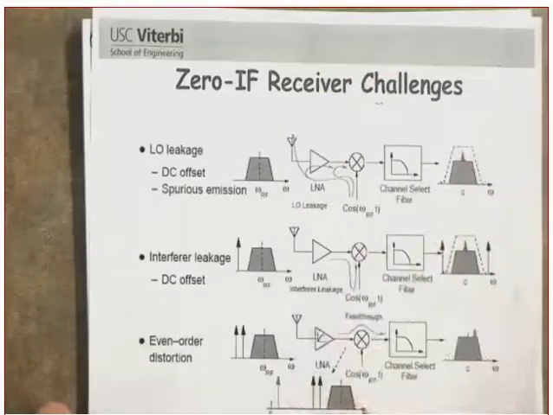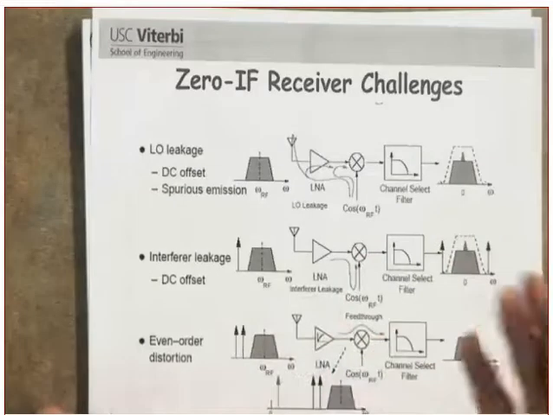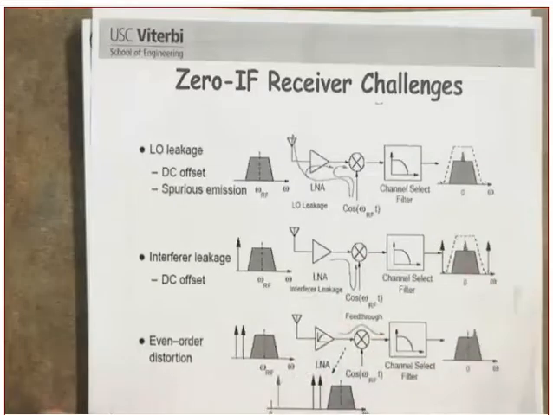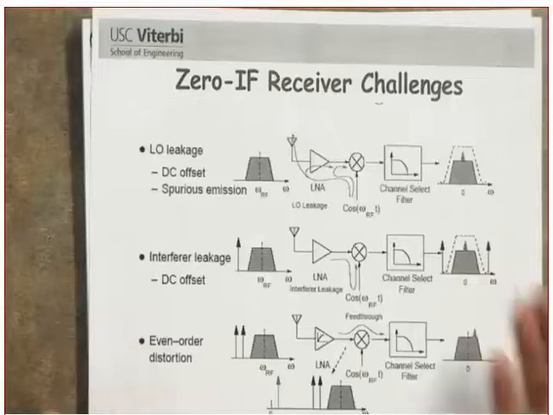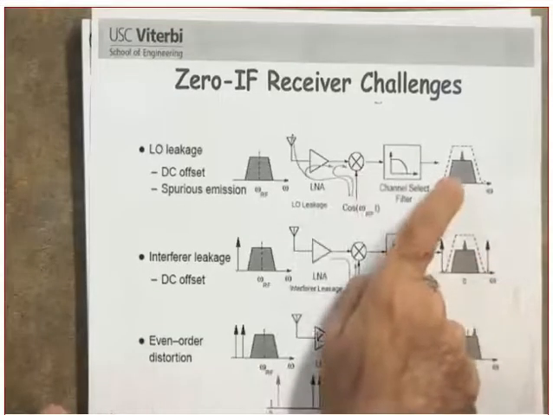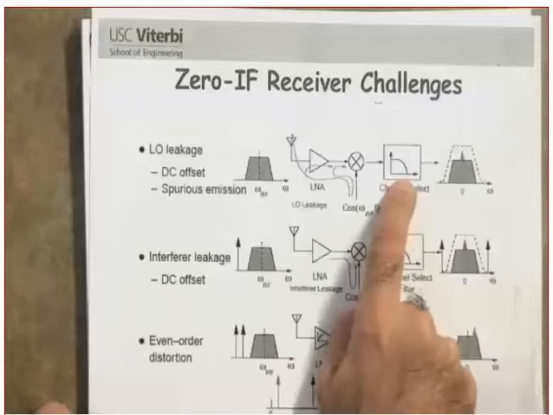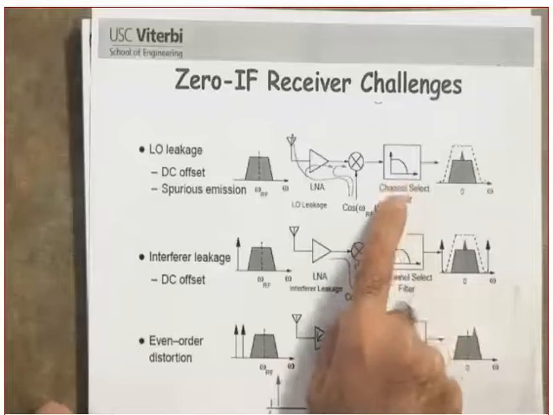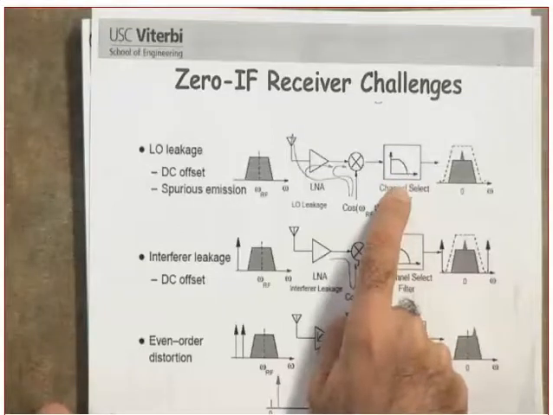And that, we did not worry about in the super heterodyne. Because in the super heterodyne, we went through IF and then baseband. Did you get my point or not? In here, where is the DC component? Can you show me? What is this, first of all? That's a low pass filter. That's the channel select. Clear?